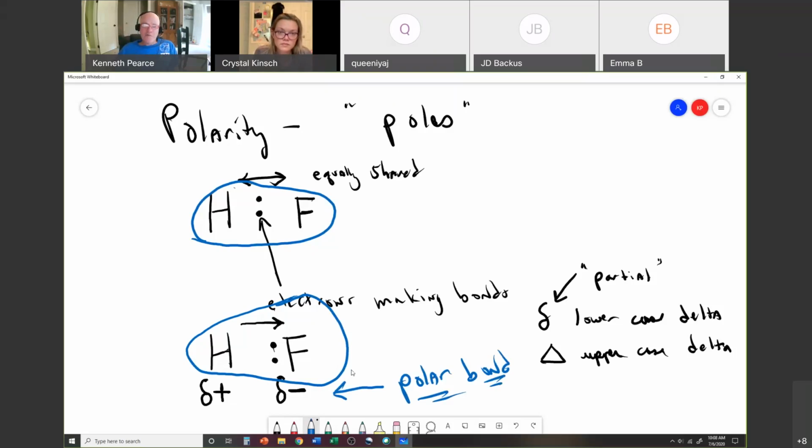Now, if the molecule itself, this whole thing here, this HF, is a whole molecule, we call this a polar molecule. Okay, now these two things are not the same thing. A polar bond and a polar molecule are two different things. They're very much related. We'll do polar molecules in a little bit this morning, but let's talk about polar bonds first off. How can we predict if we have a polar bond?